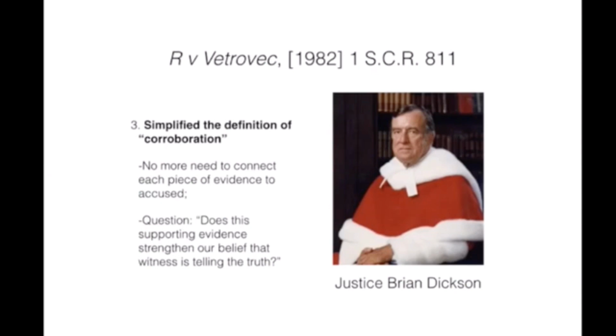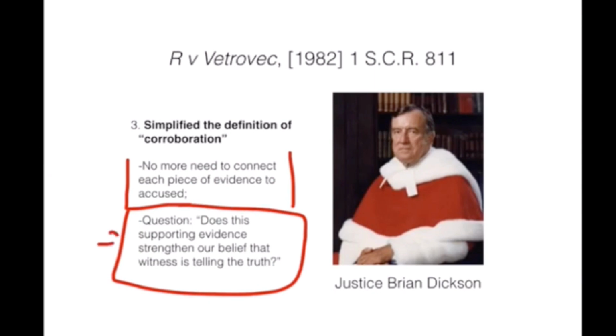We'd still have appeal after appeal if the concept of corroboration was still restricted to its early days of independent evidence on a material concept, and that's very tightly litigated as to what is a material piece of evidence. No more of that. No more need to connect each piece of evidence to every accused in a very technical way. All there has to be, when you are talking about corroborating evidence, is there independent supporting evidence, and I will go through in a moment what's required for this evidence, and does it generally strengthen our belief that the witness is telling the truth?